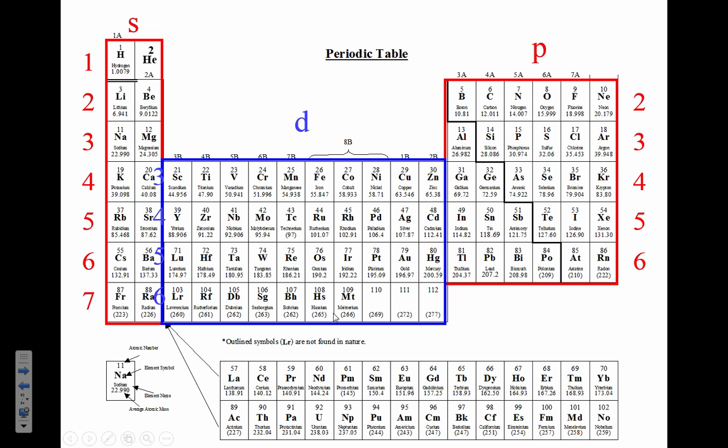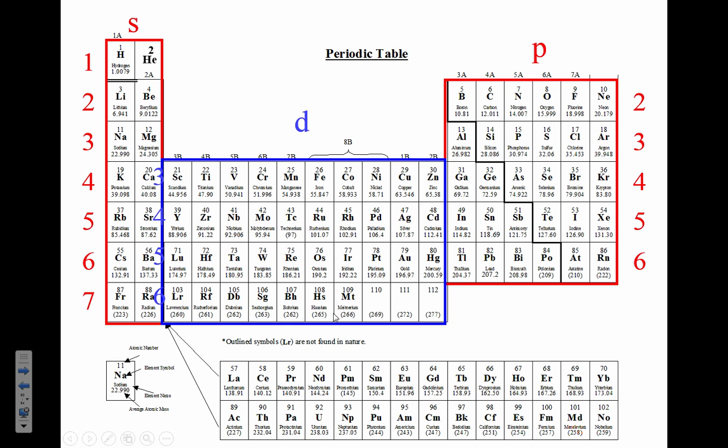So the 9th electron in any atom would be going right here in the 5th level D, and it would be 1, 2, 3, 4, 5, 6, 7, 8, 9 electrons in. So the 9th electron into our 5th D sublevel would be where the 79th electron goes.